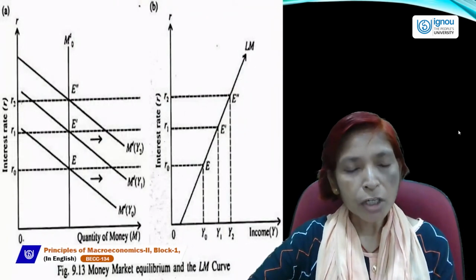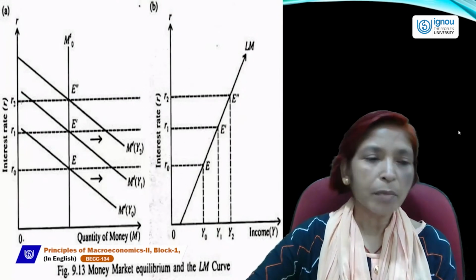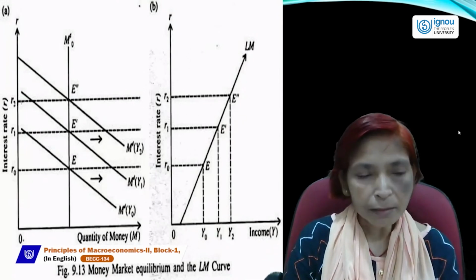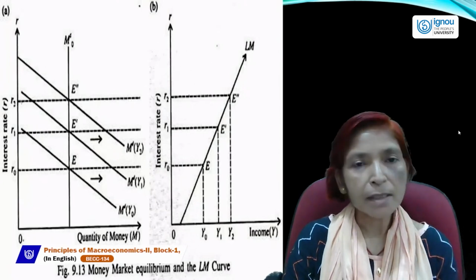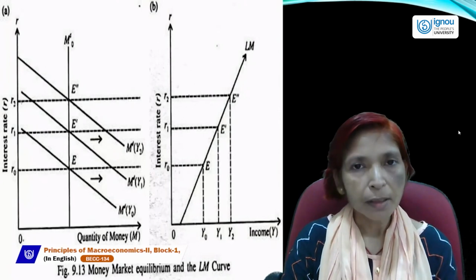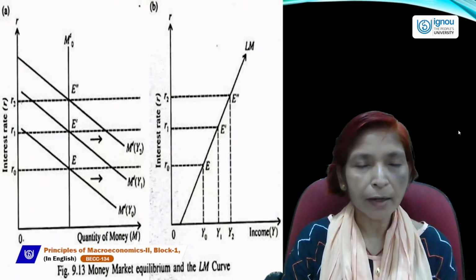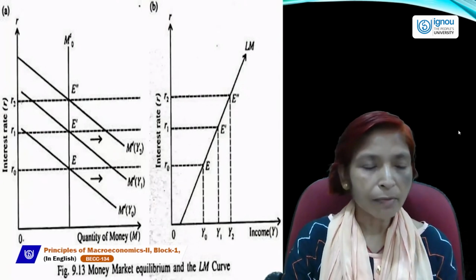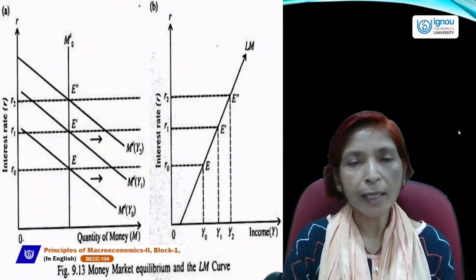This is the derivation of the LM curve, how we can derive the LM curve. This curve can be shown; first of all, we will draw the money supply curve. That money supply curve will be a vertical line because money supply is a stock concept and is not affected by the rate of interest. Whether the rate of interest rises or falls, it will remain constant. That's why the money supply curve will be a vertical line, parallel to the y-axis.